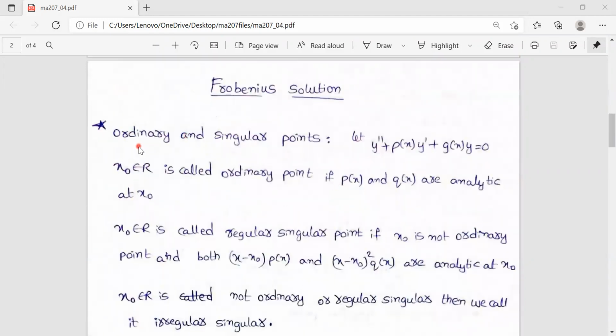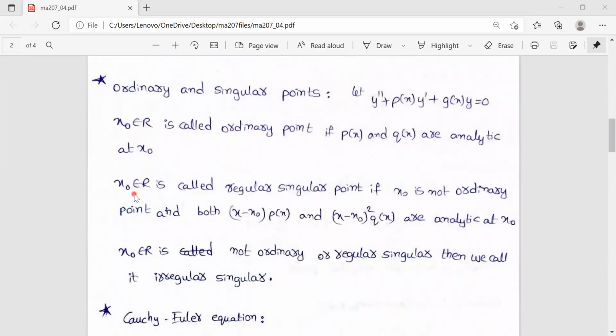First, we will define ordinary and singular points. For an ODE like this, if P of x and Q of x are analytic at x naught, the center of the power series, then it is called an ordinary point. x naught is called a regular singular point if x naught is not ordinary and these two are analytic.